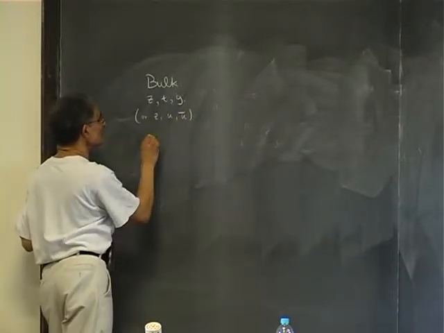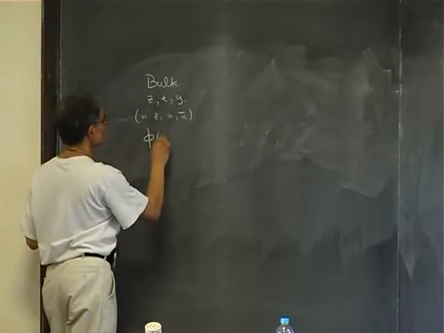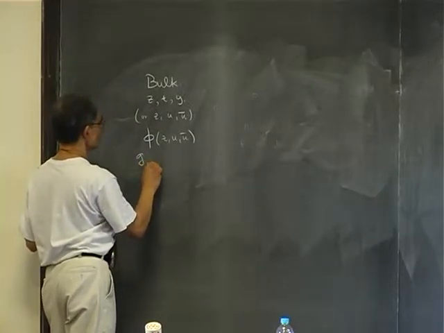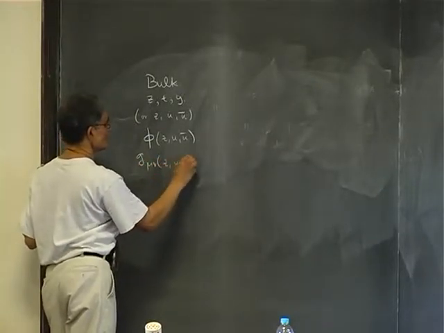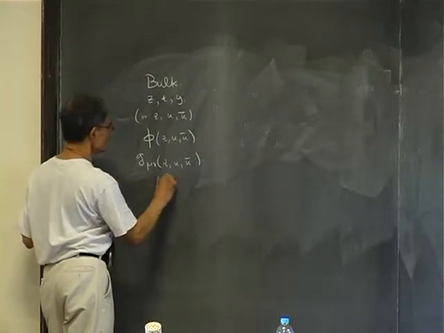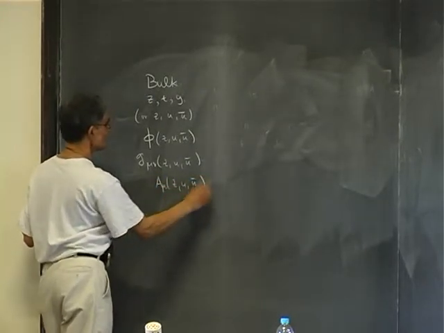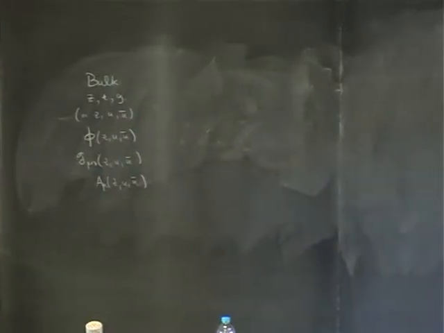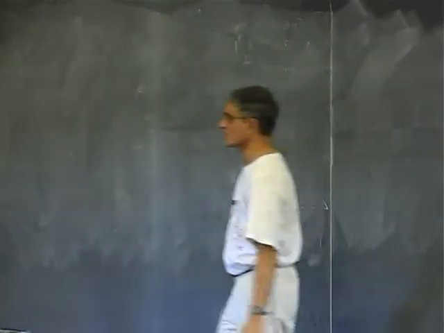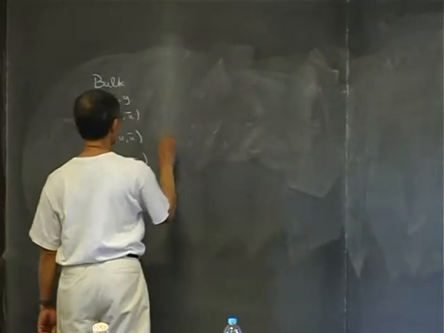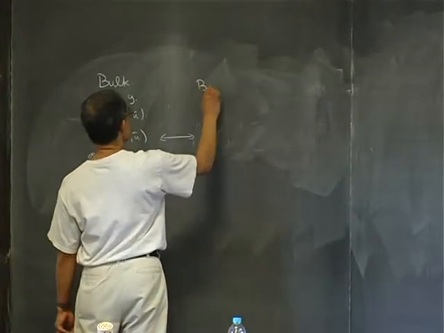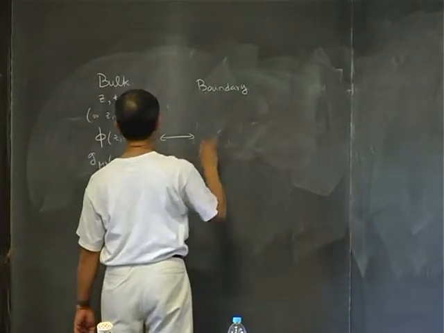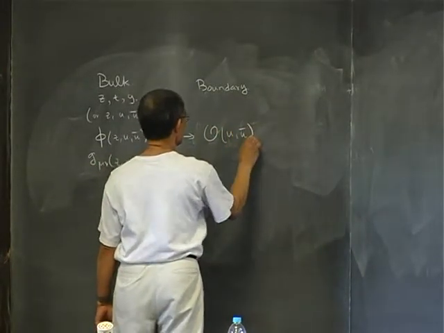I will assume in the bulk there are fields like a scalar field which is a function of z, u and u bar. There is a metric, there could be a gauge field, and so on and so forth. So, the claim is that for each of these fields in the bulk, there is a one-to-one correspondence with an operator on the boundary, and the operator on the boundary I will call O(u, u bar).